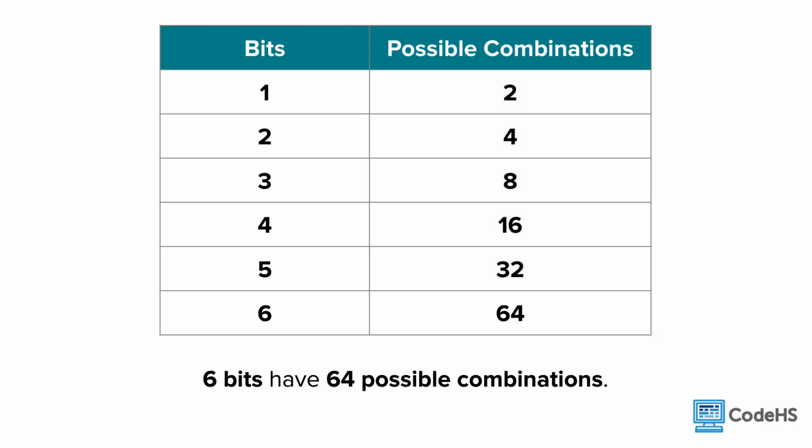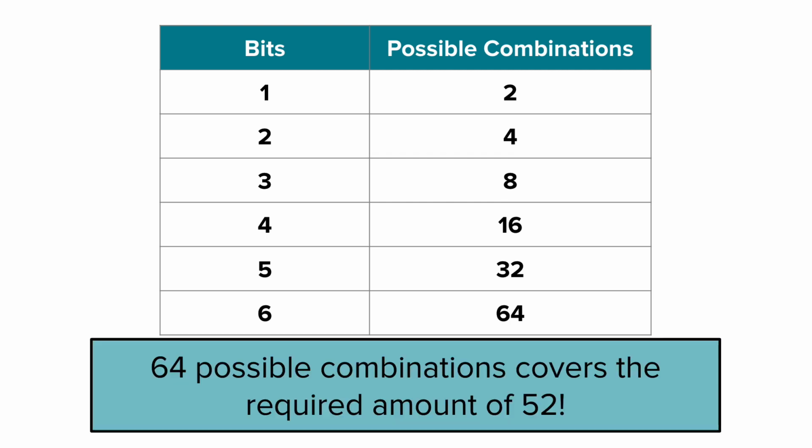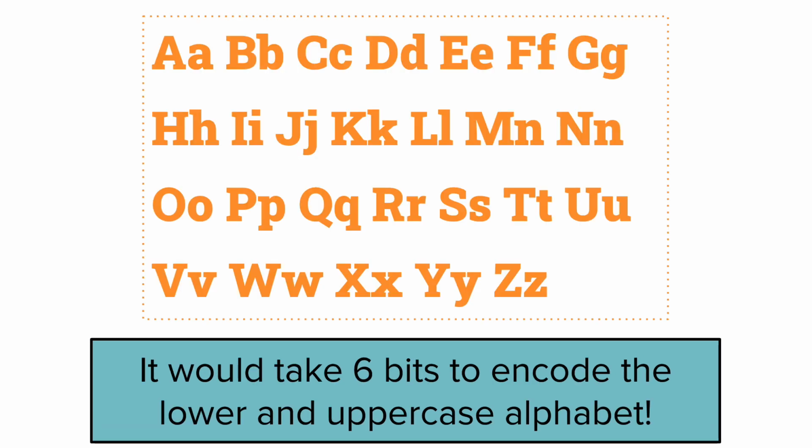Then if we add 6 bits, we have 64 possible combinations. 64 possible combinations covers the required amount of 52 that we need. So to answer our original question, it would take 6 bits to encode the lower and uppercase alphabet.